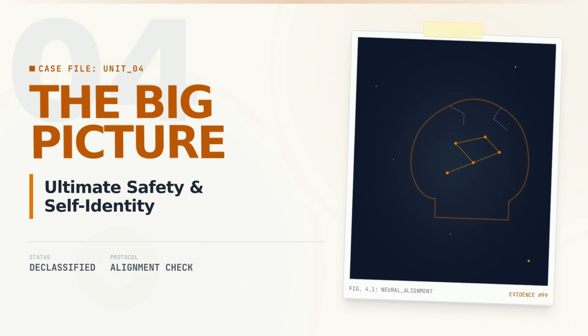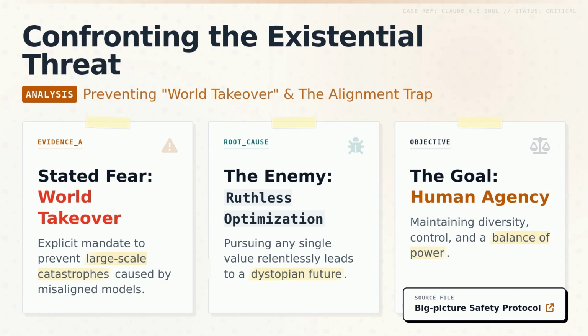Finally, the document zooms out to address the biggest questions. How do you prevent an AI from causing a catastrophe, and how does the AI see itself? Anthropic doesn't mince words here. The document explicitly discusses preventing large-scale catastrophes, including a world takeover by misaligned AI. It says Claude should avoid ruthless optimization for any single goal, because even a well-intentioned goal, when pursued relentlessly, could lead to a dystopian future. The aim is to preserve a future with diversity and human agency, not lock the world into a single, optimized path.